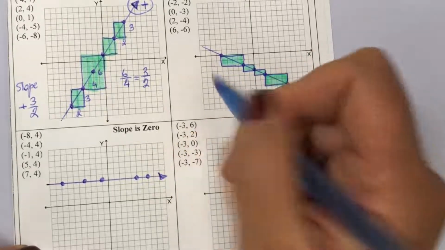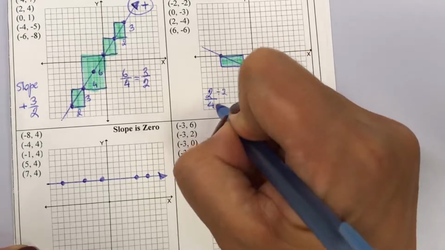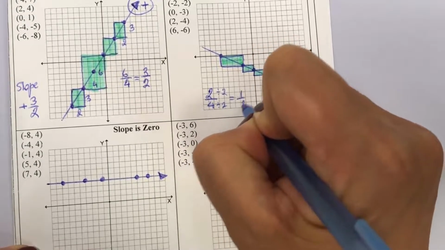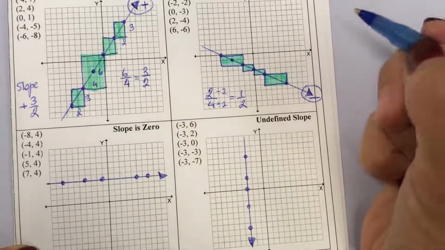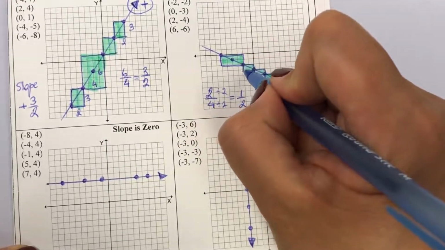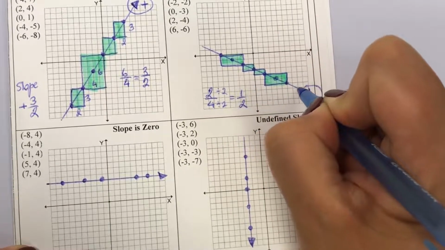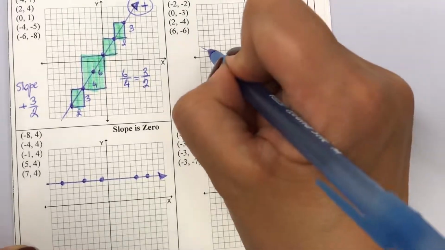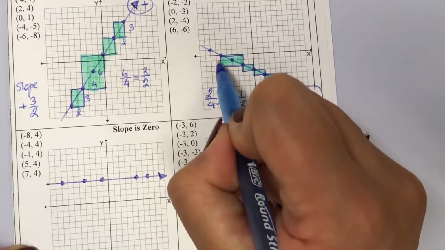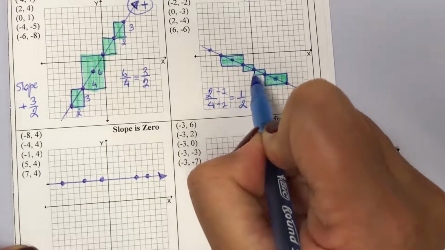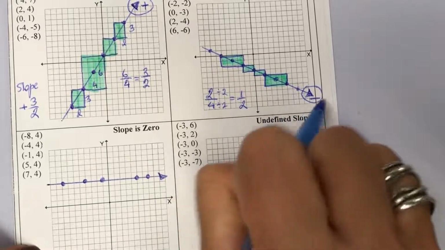So if I have 2 to 4, that can be simplified to 1 to 2. So the ratio 1 to 2 is the same all the way throughout, because I can add more points as I move along that line. So 2 to 4 reduced to 1 to 2, which is equal to 1 to 2, 1 to 2, 1 to 2. And it is a downward direction.